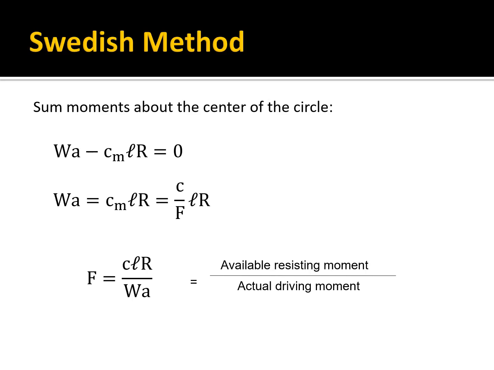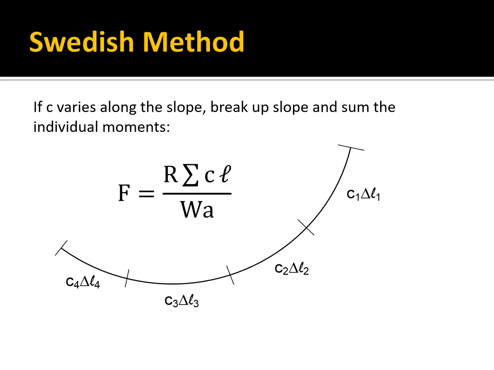If we solve this equation for the factor of safety, we get F equals CLR divided by WA, which is basically the resisting moment, the resistance along the failure surface times the radius, divided by the weight times the moment arm for the weight. So it's the resisting moment divided by the driving moment. It's a really simple equation, and that's why it's pretty popular.